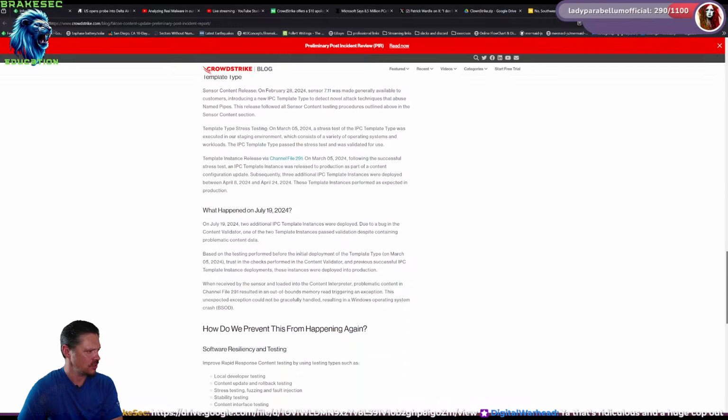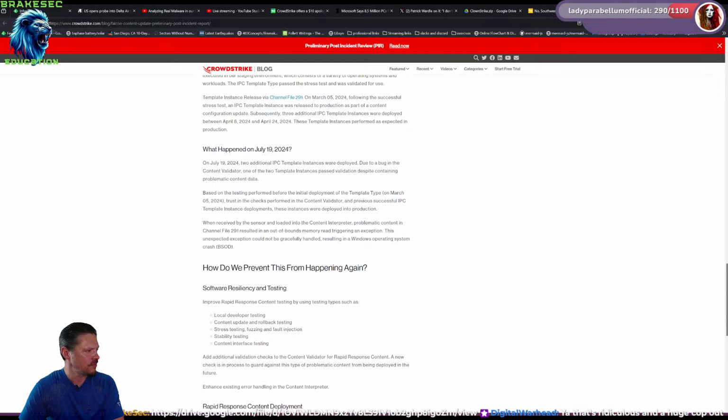Okay, so 2 additional template instances were deployed due to a bug in the content validator. One of the 2 template instances passed validation despite containing problematic content data, based on the testing performed before the initial deployment of the template type on March 5th. Wow, so this goes back almost 4 months. Trusting the checks performed in the content validator and previous successful IPC template instance deployments, these instances were deployed into production.